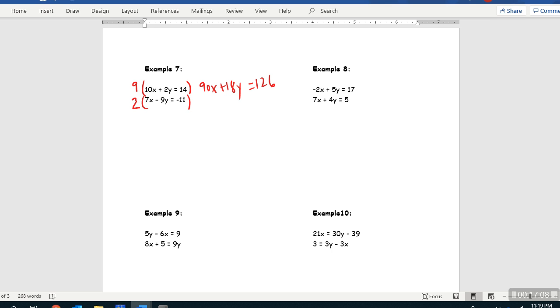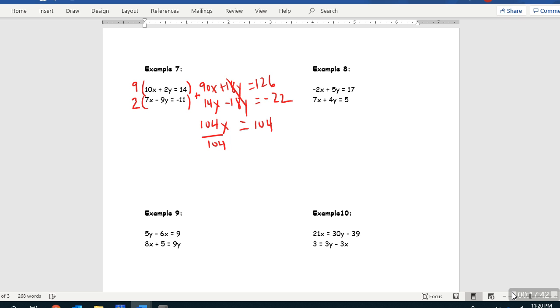And on the bottom, we have 2 times 7x, 14x. 2 times negative 9y, negative 18y. And this is why we chose the numbers 9 and 2 to create this situation right here. 2 times negative 11 is negative 22. We are ready to add those two rows together. So 90x plus 14x is 104x. 18y plus negative 18y eliminated. 126 plus negative 22, 104.